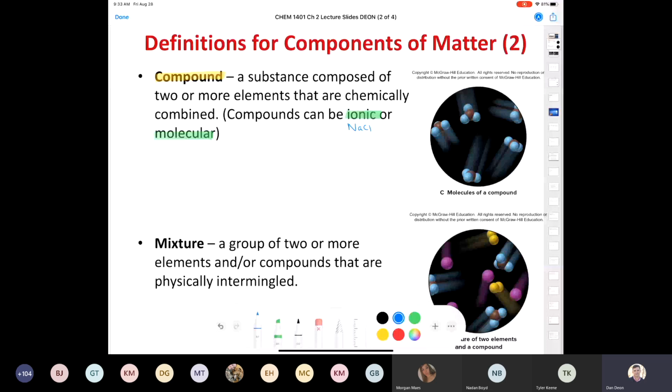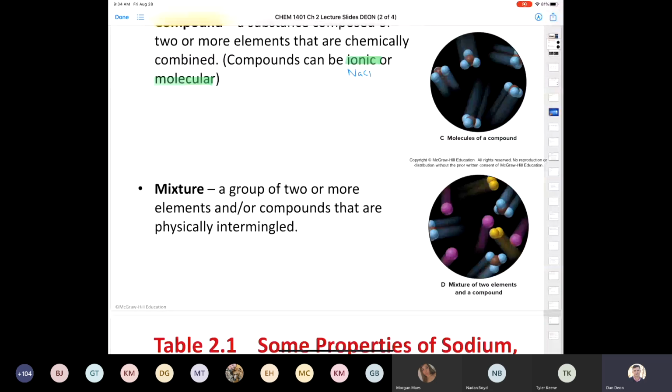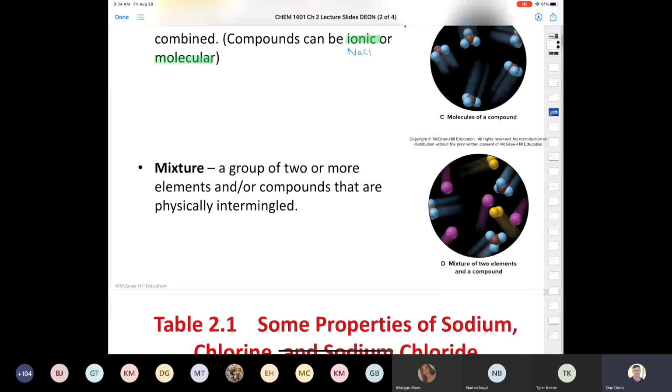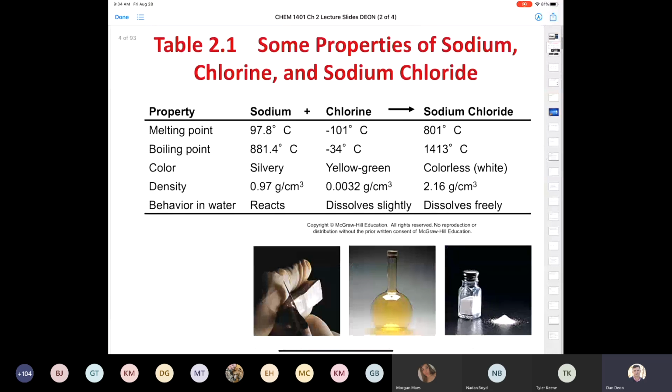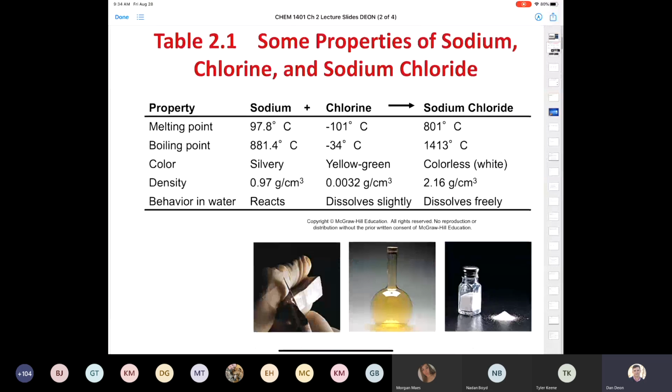Anyhow, a mixture, I'd say, is relatively intuitive. A mixture is a group of 2 or more elements and/or compounds that are physically intermingled, and a mixture can be physically separated. I actually wanted to move on to the next slide right here, and talk about some properties of sodium, so the element sodium, the element chlorine, and sodium chloride.